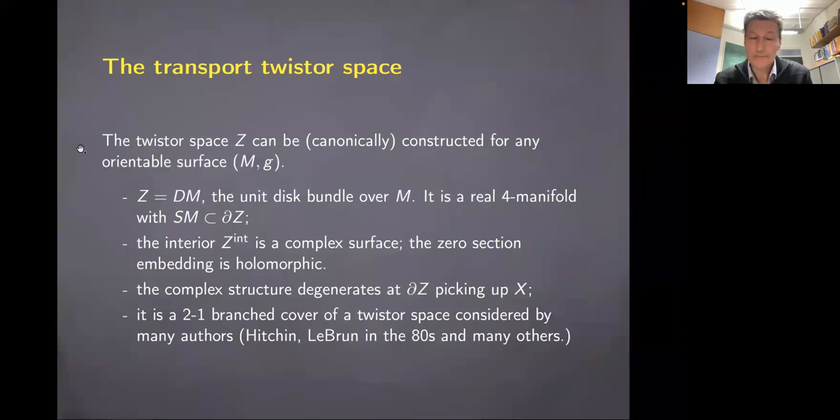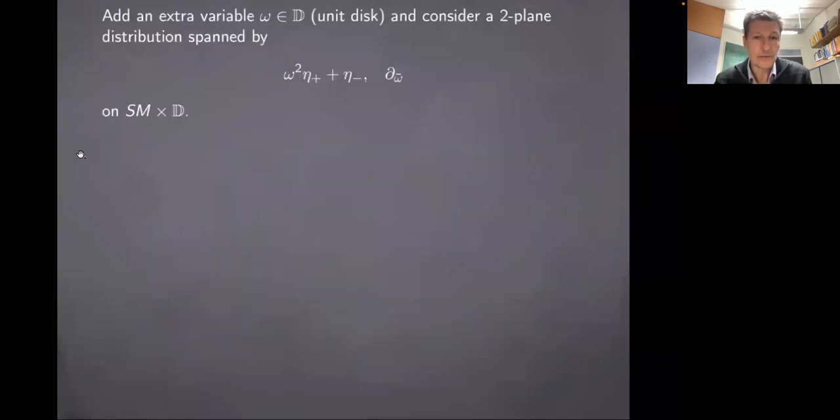Okay, so this is roughly the first description. On a little bit more technical level, how do you actually see this as a complex surface? Well, this is one way to think about it.